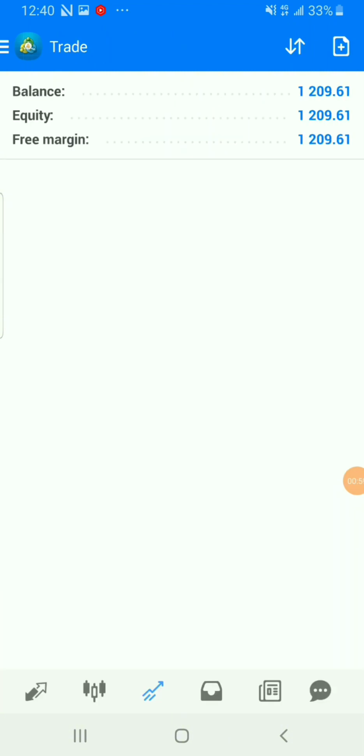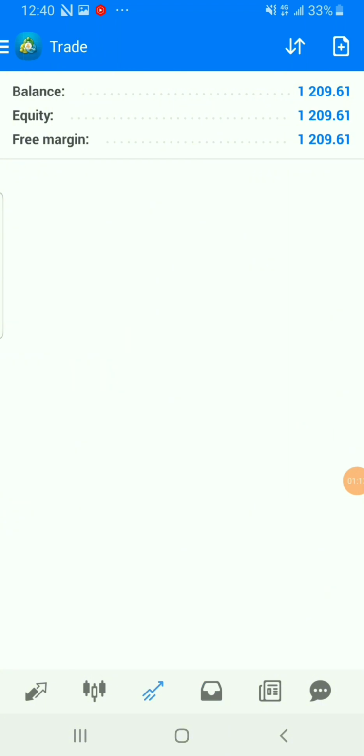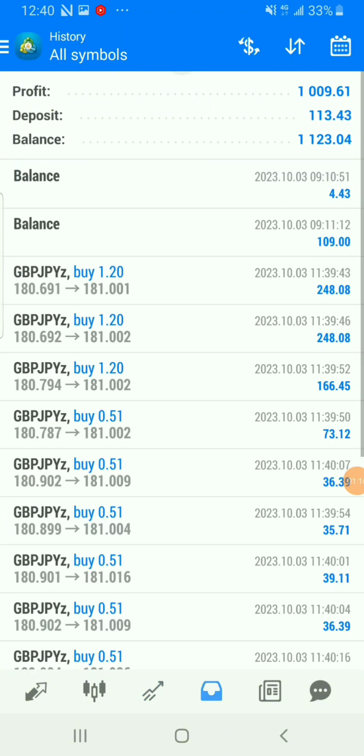So guys, $1,000 was our target, but I closed with $1,200 because the market was running in our direction so fast. So look at it. I told you I had 84 USD on my account this morning, so I added some money, 113.4. I'm currently running and made a profit of 1,000 US dollars.